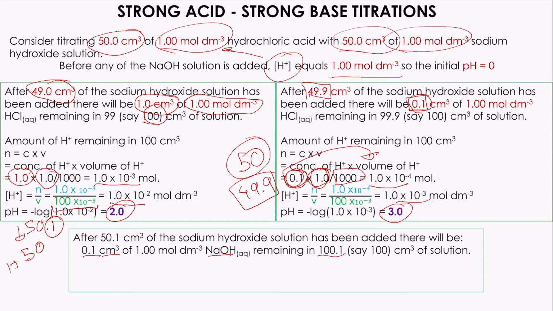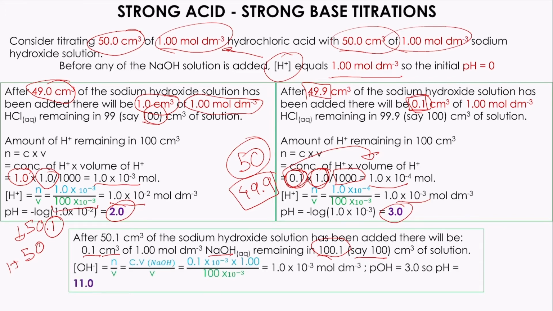Okay, remaining in 100.1, let's say that 100 centimeter cube of solution. So we will calculate here the concentration of OH, which is N over V. N is CV for NaOH. We already know that the volume is 0.1. We convert it to cubic decimeter by multiplying it by 10 to the power negative 3, and we have the concentration all over the total volume of the solution. Then we'll get the concentration of OH. We can find pOH, negative log OH negative. Then we can, of course, find the pH, which is 11.